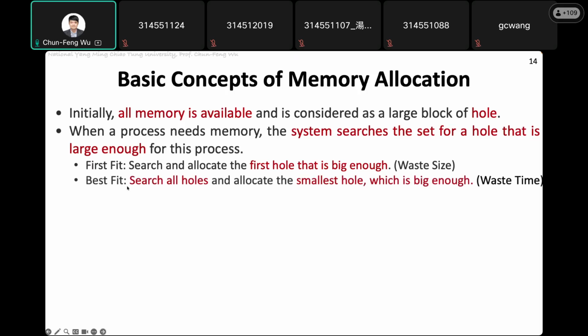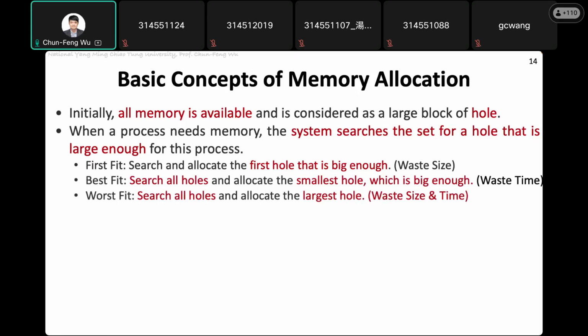Okay, so here comes another, called best fit. Best fit means the kernel searches all the holes and allocates the smallest hole which is big enough. The problem is it takes a lot of time, because you need to search all the holes and check the sizes. And here comes the worst case. Sorry, not the worst case. Worst fit. Worst fit searches all holes and allocates the largest hole. Then it wastes size and time.